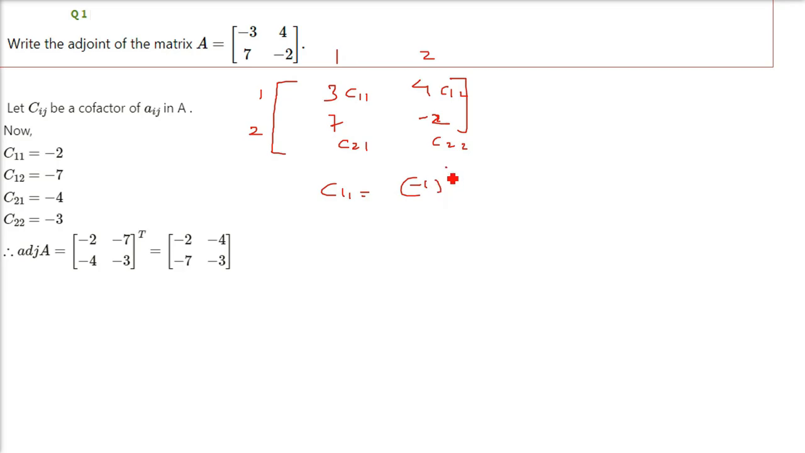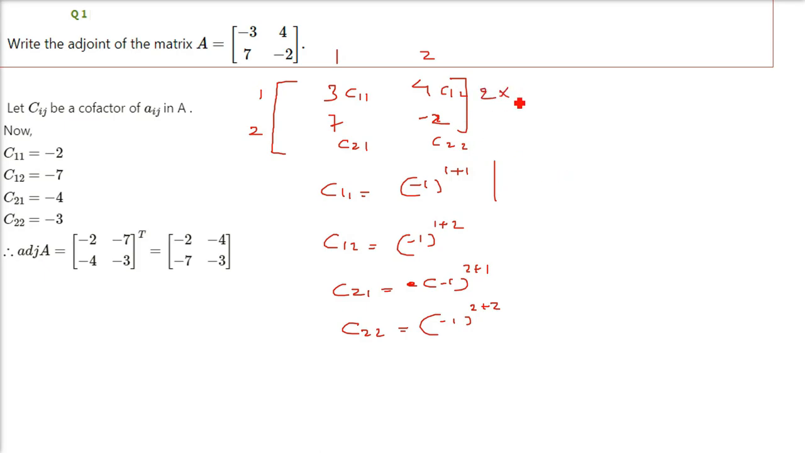So C11 is minus 1 to the power 1 plus 1. I'll tell you what to write there. Then minus 1 to the power 1 plus 2 for C12. For C21, it's minus 1 to the power 2 plus 1. And please remember C22 is minus 1 to the power 2 plus 2. What I'm trying to tell you for remembering is minus 1 to the power even is always 1, minus 1 to the power odd is always negative 1.